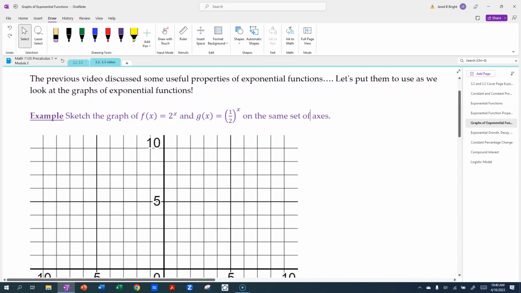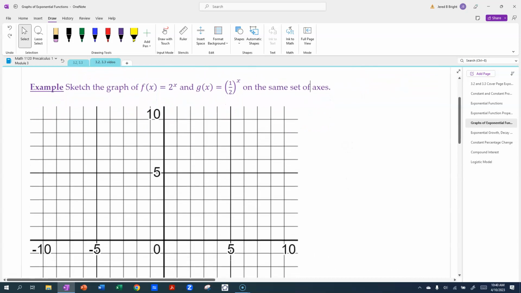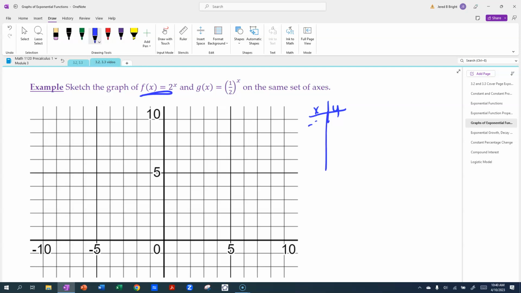If you need help graphing these, I would make a table of values myself. I'm going to do f of x in blue, and then g of x in green. I'm just going to do -2, -1, 0, 1, and 2. If you feel like going further, you can. I think 3 will be just fine here. So we get 1/4, 1/2, 1, 2, 4, 8. If you need to check those with a calculator, feel free. You would just insert the values for x into the exponent and simplify.